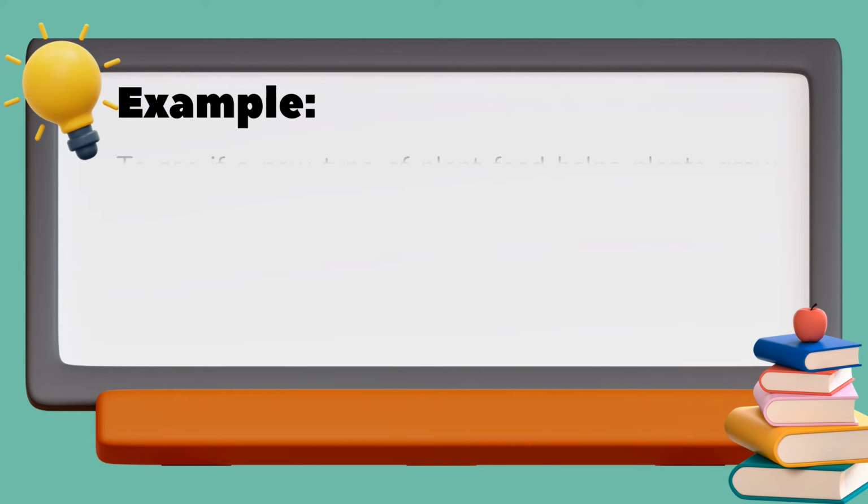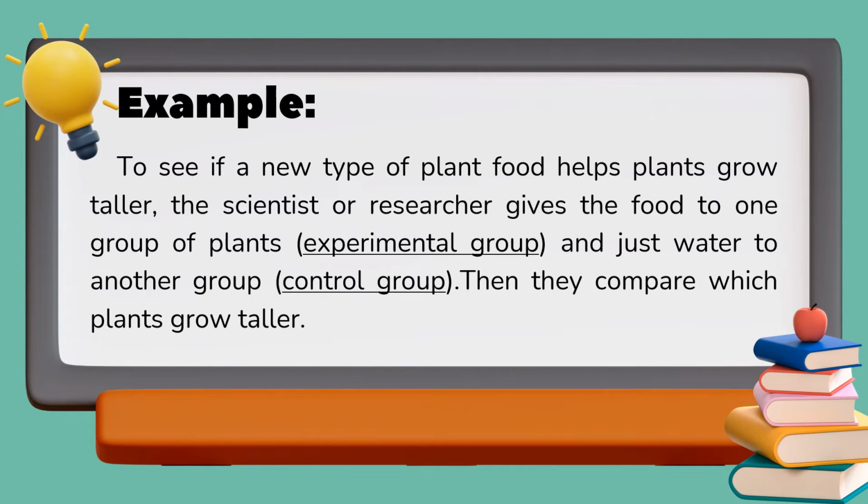Example, to see if a new type of plant food helps plants grow taller, the scientist or researcher gives the food to one group of plants, which is the experimental group, and just water to another group, which is the control group. Then they compare which plants grow taller. By comparing the growth of the plants that got the new food with the plants that only got water, you can determine if the new plant food really makes a difference.